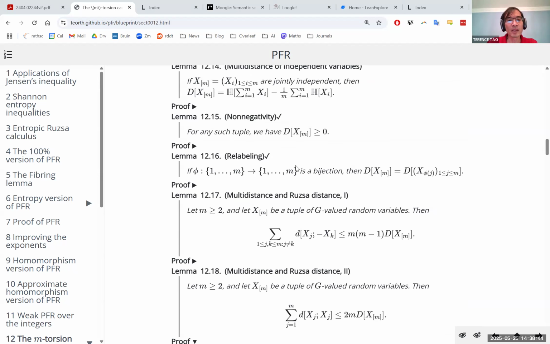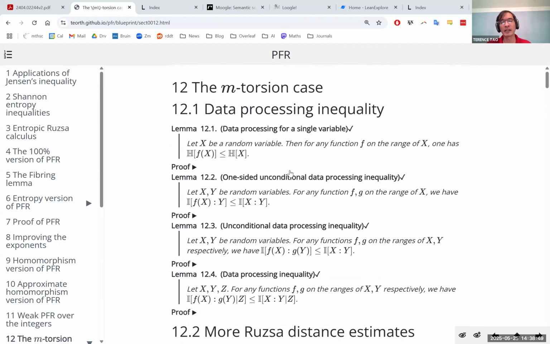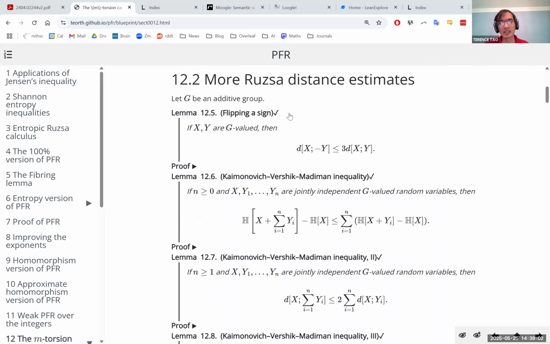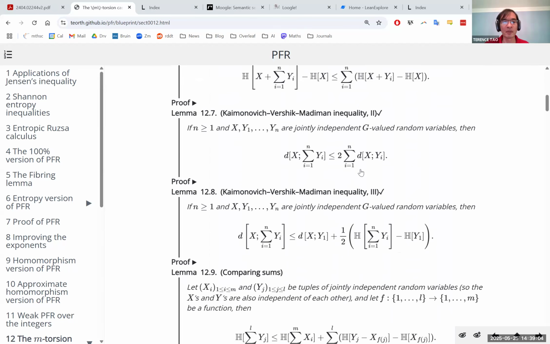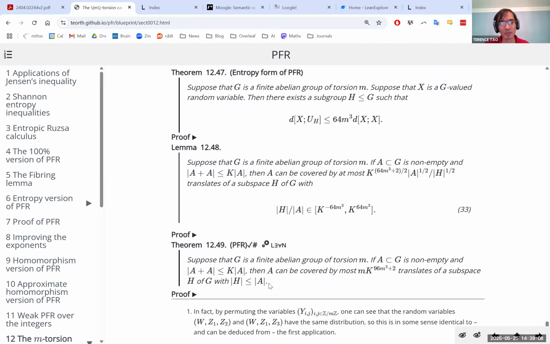So this project, its primary goal has been completed. We formalized the proof of something called the Polynomial Freiman-Ruzsa conjecture of Marton in the case of two torsion groups. But then there was a generalization to m torsion groups that is still in the process of being formalized. This is the blueprint of the formalization process. At the bottom, we have the final theorem, which is a certain theorem in combinatorics about sets of small doubling in finite abelian groups of fixed torsion.